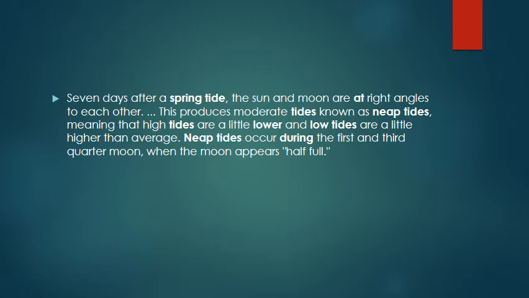This produces moderate tides. When they come at the right angle, they produce moderate tides, known as neap tides, meaning that high tides are a little lower than usual and low tides are a little higher than the average. This though I told you earlier, again I'm repeating. That is why they have called them moderate. Neap tides occur during the first and the third quarter moon, when the moon appears half full.